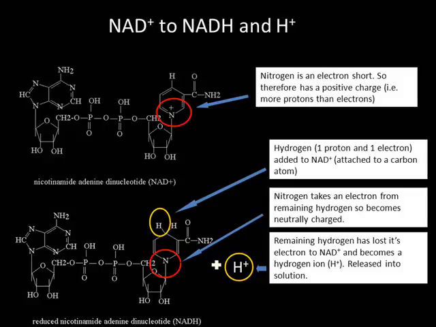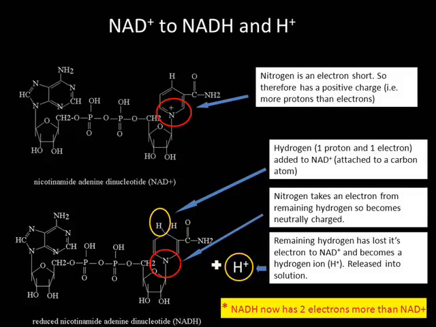So the key thing to remember and keep in mind is that NADH has gained 2 electrons. It has 2 more electrons than NAD+. This is important because this is our electron transporter. NADH is our electron transporter.